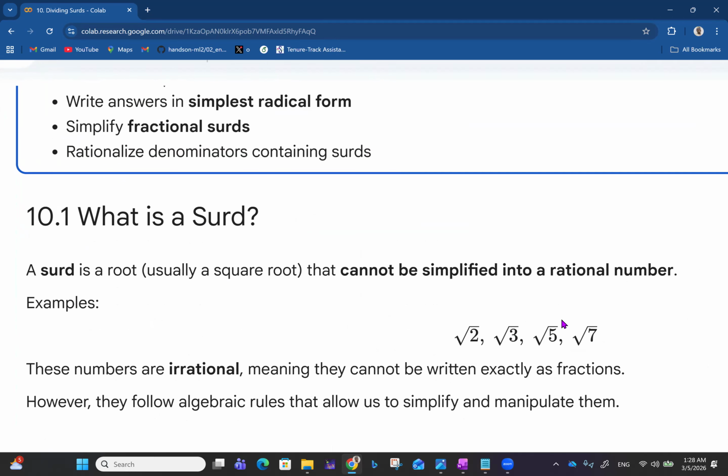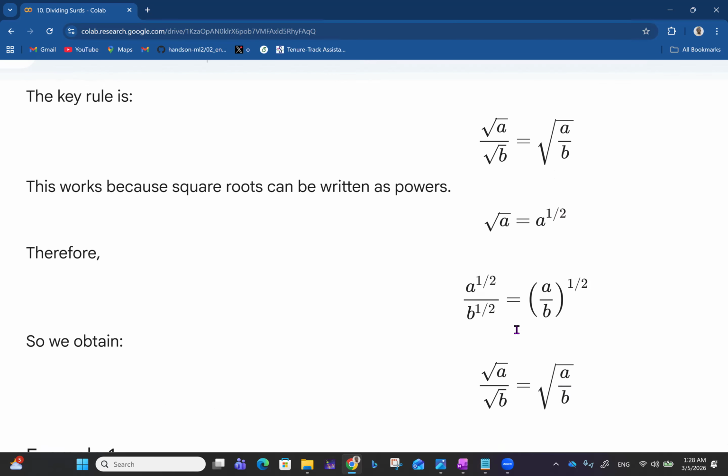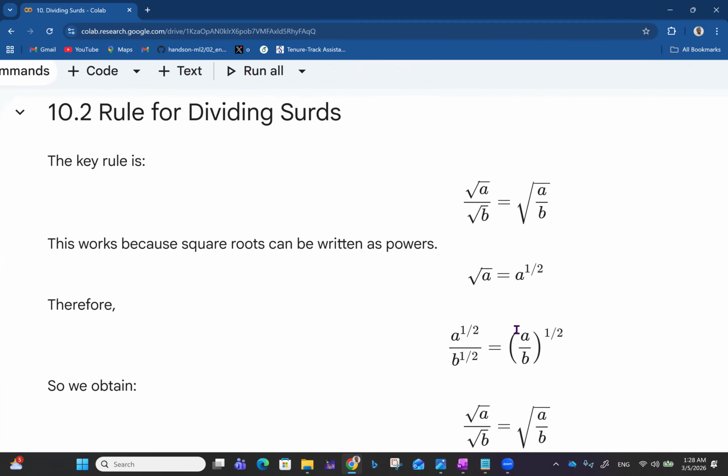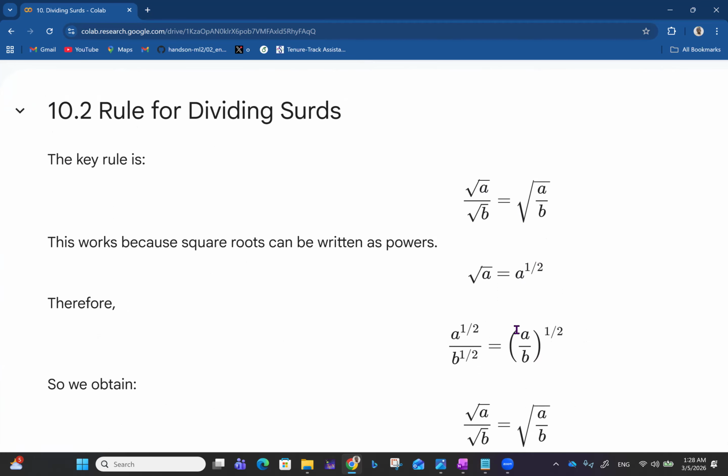So these numbers are irrational, meaning they cannot be written exactly as fractions. However, they follow algebraic rules that allow us to simplify and manipulate them. So these surds sometimes behave like variables x, y and z in algebra, as you've seen before now. Okay, so what is the rule for dividing surds?